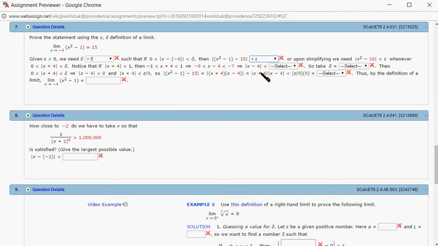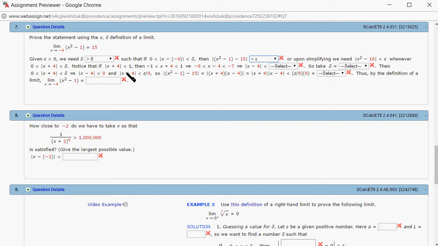Upon simplifying, we need the absolute value of x squared minus 16 to be less than epsilon whenever the distance between x and negative 4 is between 0 and delta. Notice that, so here's the assumption: we assume that delta is less than or equal to 1.